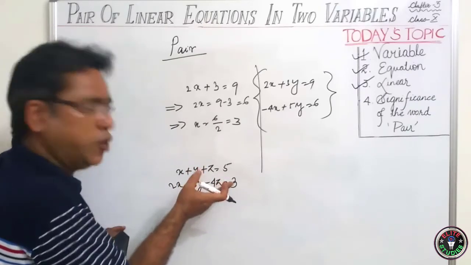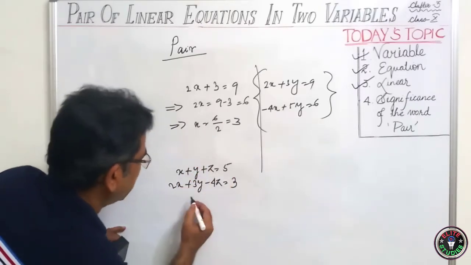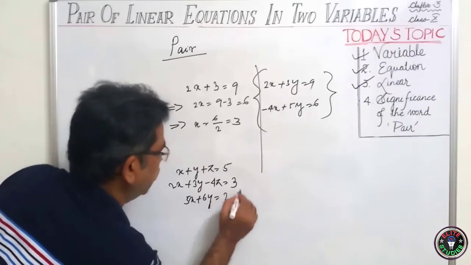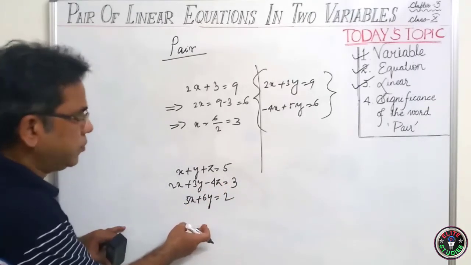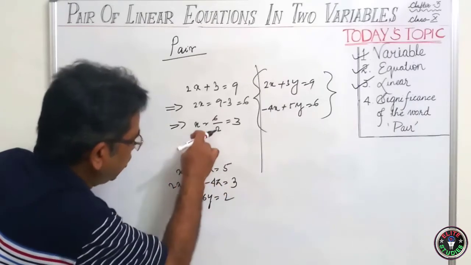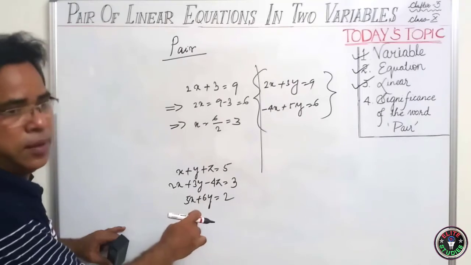So that particular equation may be, suppose, 5x plus 6y is equal to 2. It may be like this. So 3 variables and 3 equations.